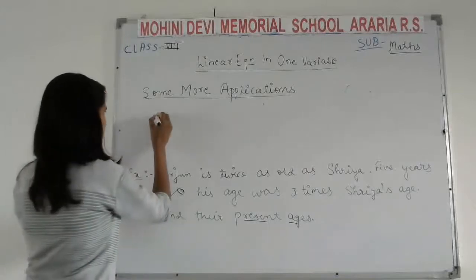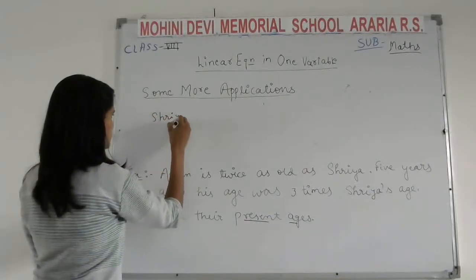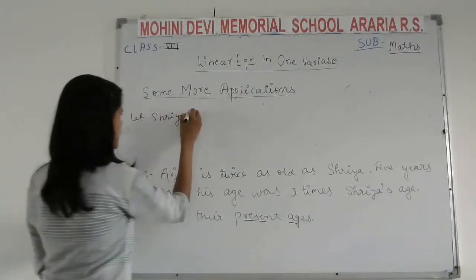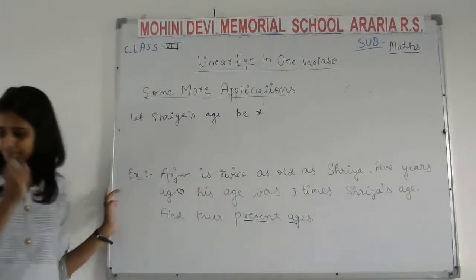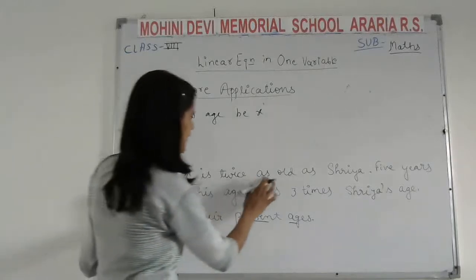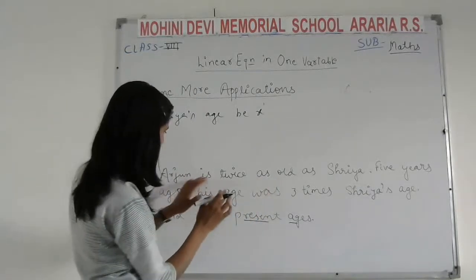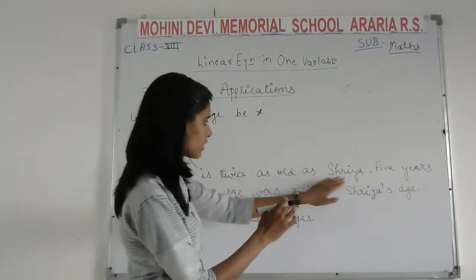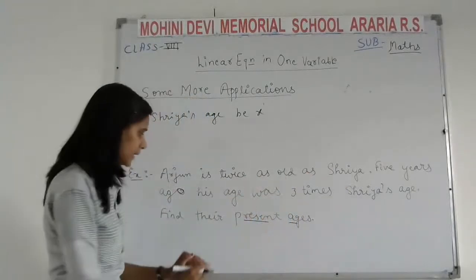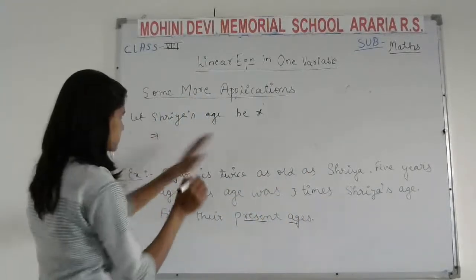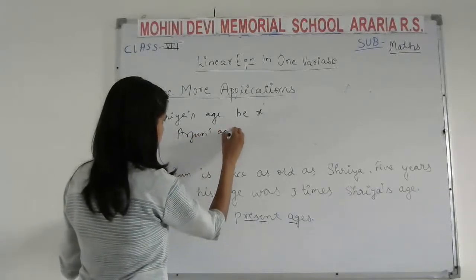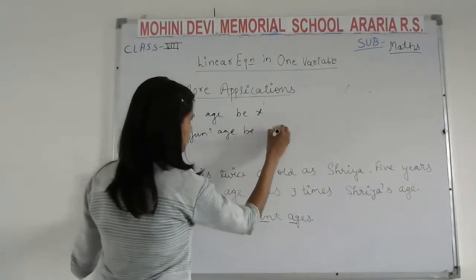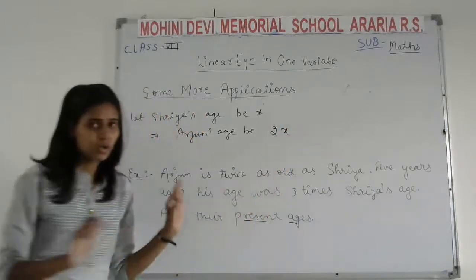Now I consider that Shriya's age is x. Here I have taken the present age. Arjun is twice as old as Shriya. Means in the present time, let Shriya's age be x, then Arjun's age will be 2 times x, that is 2x. Good to know?